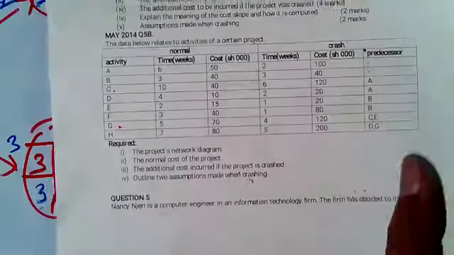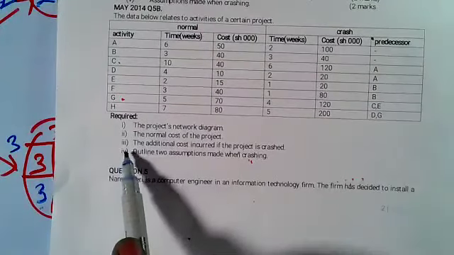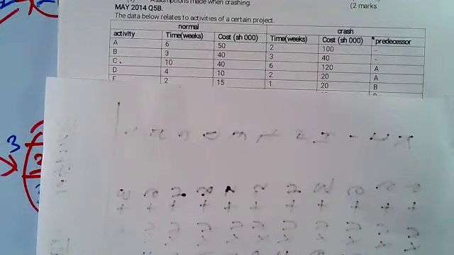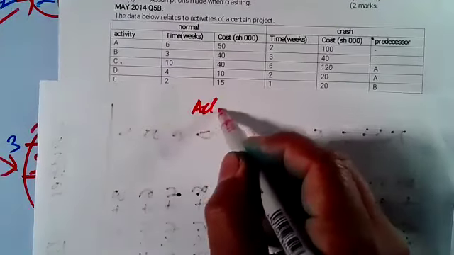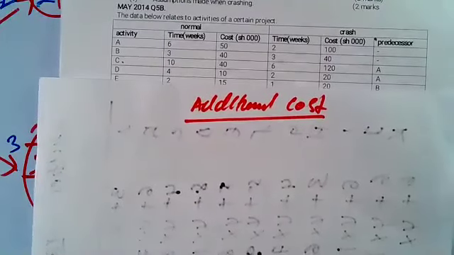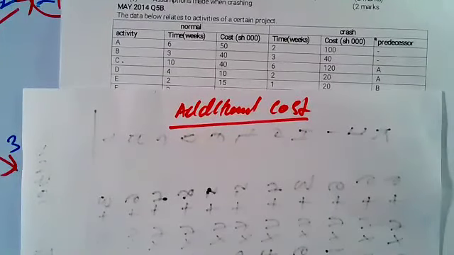Now let's go to part 3. Part 3 is asking about the additional cost incurred if the project is crashed. So how do we get that additional cost? This is how we get the additional cost. We have said that for the additional cost, you focus on the critical activities.